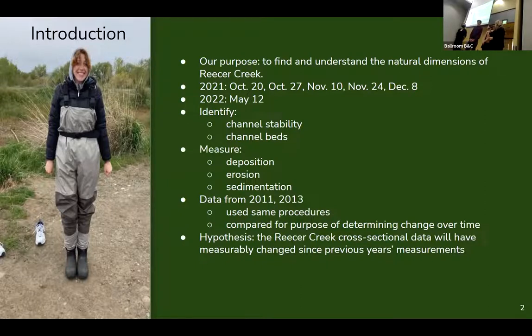Our goal was to identify channel stability and channel beds and to measure deposition, erosion, and sedimentation. We also used data from 2011 and 2013. We used the same procedures in order to remain consistent with their experiment, and we wanted to determine the change over time. Our overall hypothesis for this project was that Reecer Creek cross-sectional data will have measurably changed since the previous year's measurements.